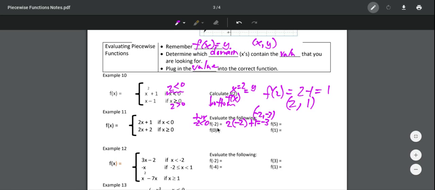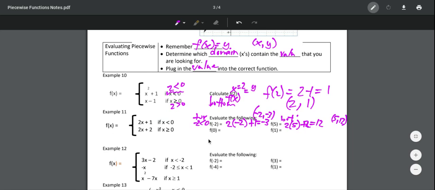This is 5. So 5 is greater than 0. So this is the bottom. And so we would say 2 times 5 plus 2. 10 plus 2 is 12, and so this is the point 5, 12.